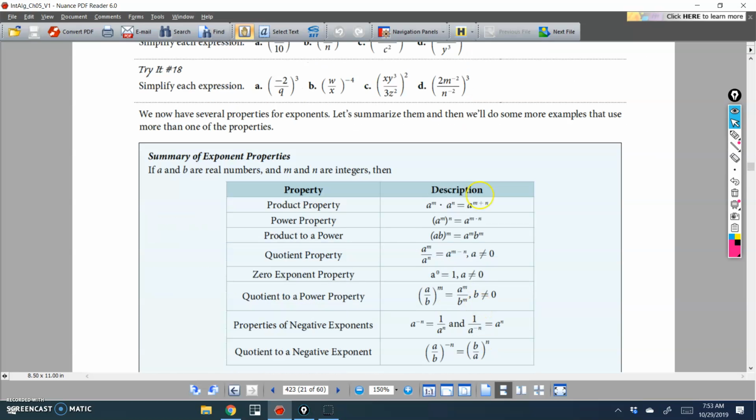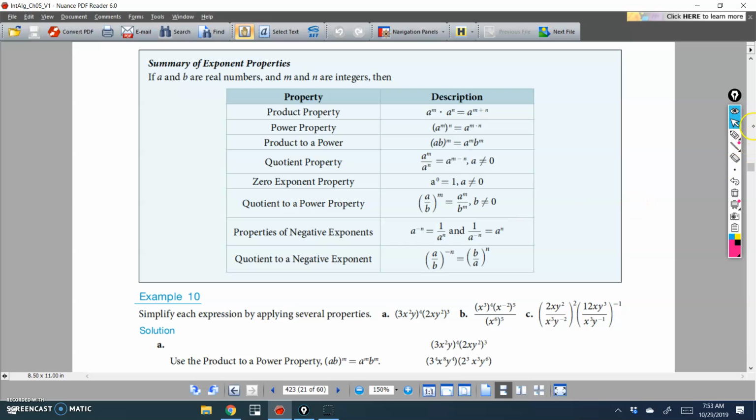And let's see, so here's the summary of our rules. Let's make this a little bigger. There we go. Product property: when we multiply like bases, we add the exponents. Power property: power to a power, multiply exponents. Product to a power, the power distributes. Let me go back to pen. So power property, the exponent distributes.